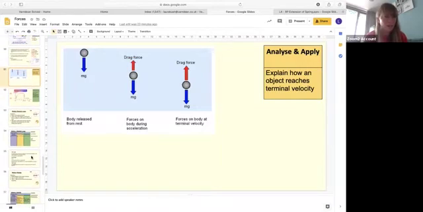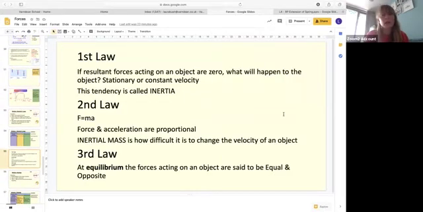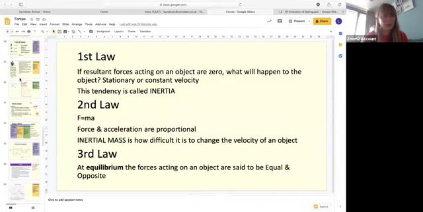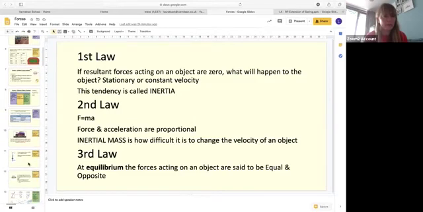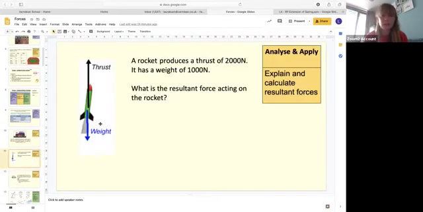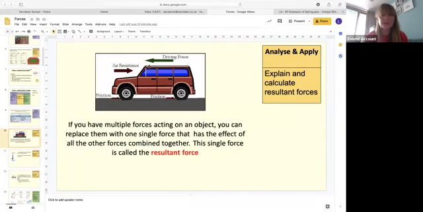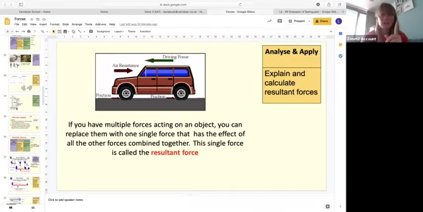Here are Newton's laws. So his first law was that if the resultant force acting on an object is zero, what will happen to the object? Remember right at the beginning of this little webinar, we talked about resultant forces, that we can take away forces from each other that are acting against each other, or we can add those forces together. Now, if all the forces acting on an object cancel each other out and they're zero, then that object is either stationary, it's not moving, or it's travelling at a constant velocity.